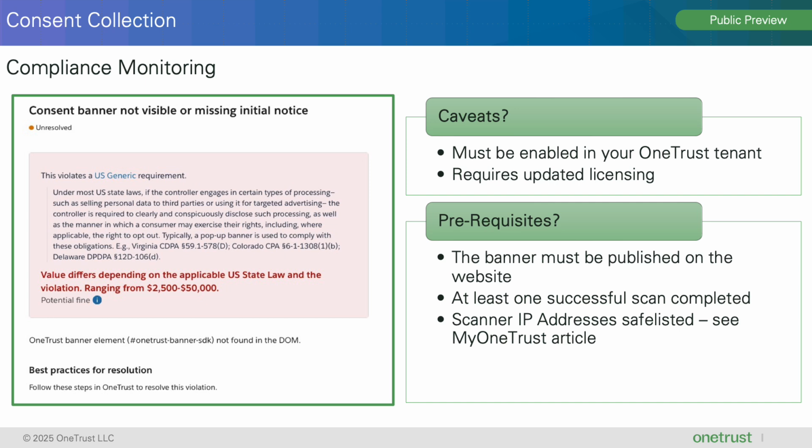First, a CMP banner from your tenant must be published on the websites you're scanning, and you must have at least one successful scan completed. Additionally, if your website uses bot detection tools or similar functionality, you may need to allow the compliance monitoring scanning IPs to your safe list. You can find the list of scanner IPs on My OneTrust. With these prerequisites in place, we can look at compliance monitoring in action.